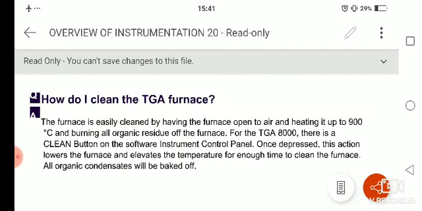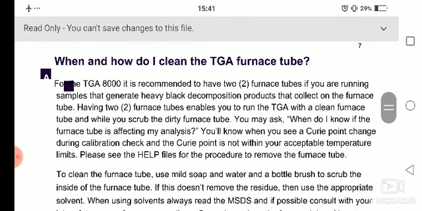The furnace is easily cleaned by having the furnace open to air and heating up to 900 degrees Celsius, burning all organic residue off the furnace. When do I clean the furnace tube? It is recommended to have two furnace tubes if you're running samples that generate heavy black composition that collects in the furnace tubes.